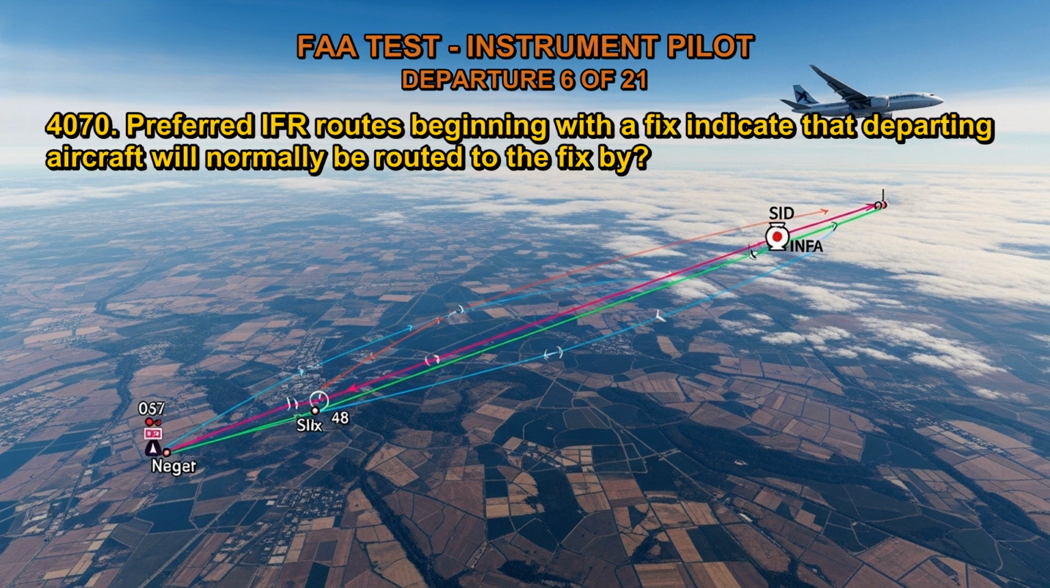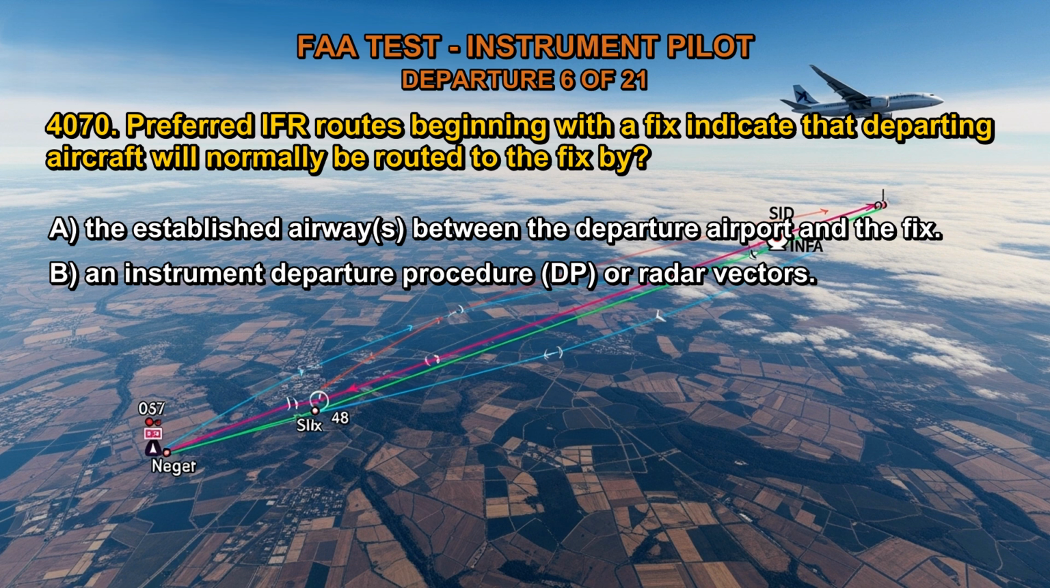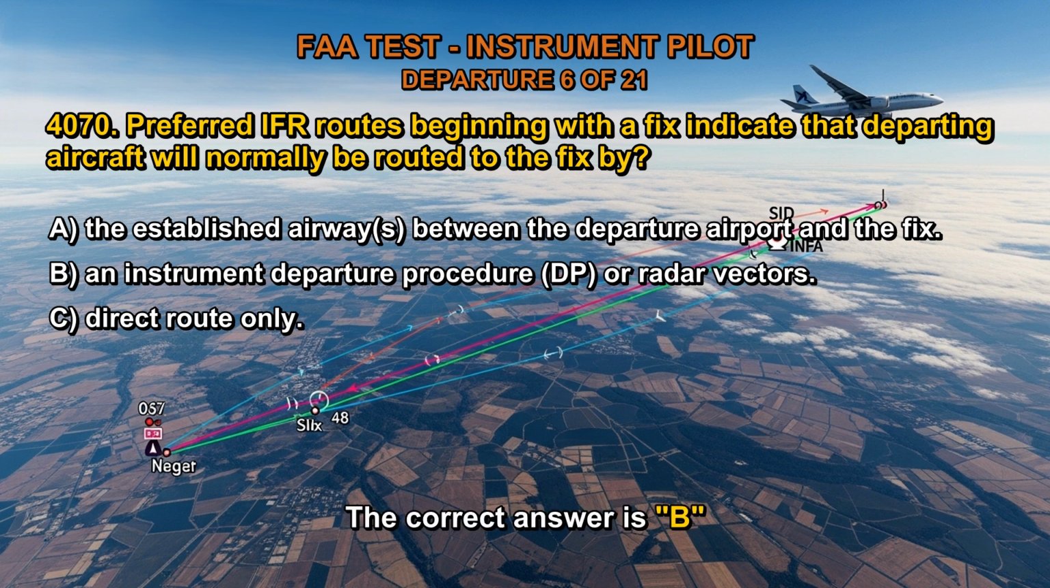Q4070. Preferred IFR routes beginning with a fix indicate that departing aircraft will normally be routed to the fix by: A. The established airways between the departure airport and the fix. B. An instrument departure procedure, DP, or radar vectors. C. Direct route only. The correct answer is B.